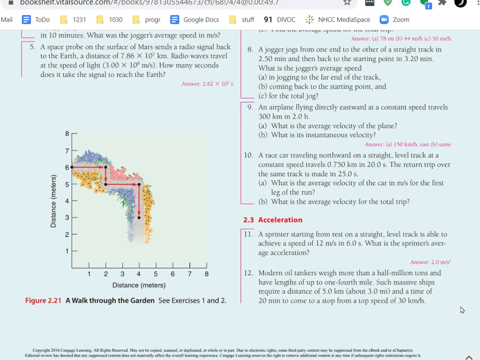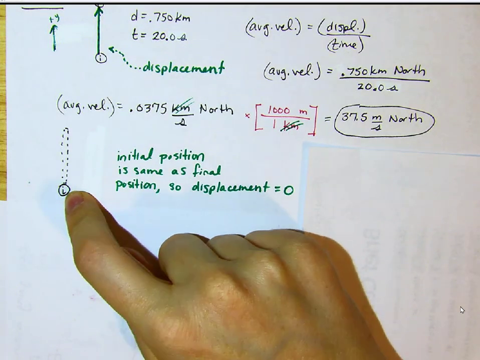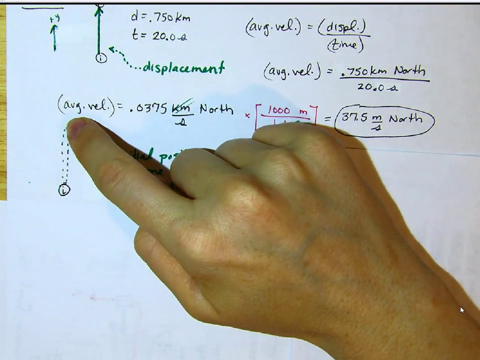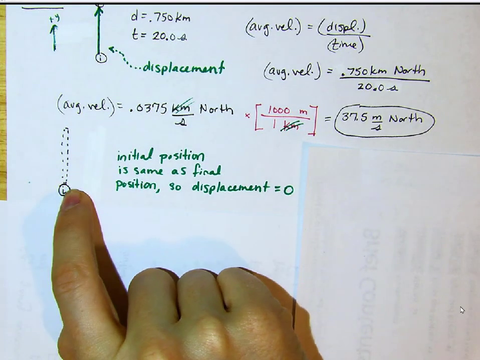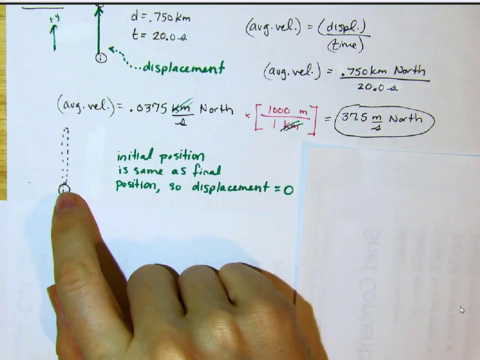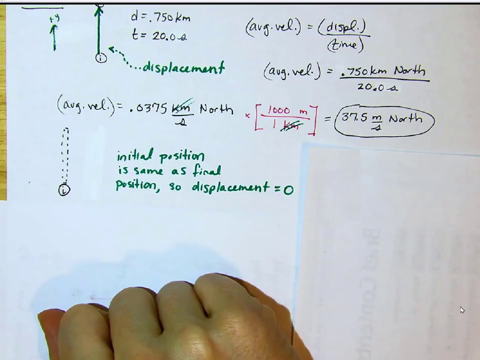All right, for part B, what is the average velocity for the total trip? So now what I'm imagining is that I start at the initial position, like I had before, and I would go all the way north, and then I would have to come all the way back south again to get back to my initial position. So my initial position and my final position are the same location. If I try to draw an arrow from the initial to final position, that arrow doesn't have any length, it's just 0. So the displacement is 0.